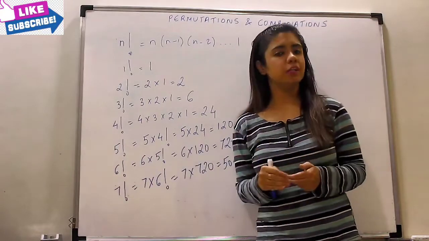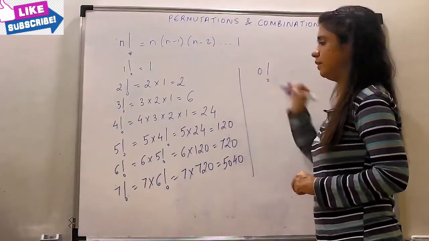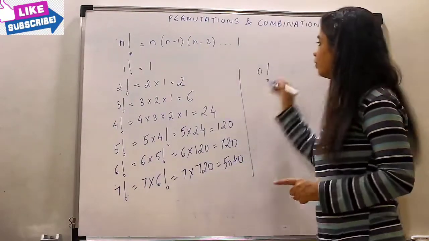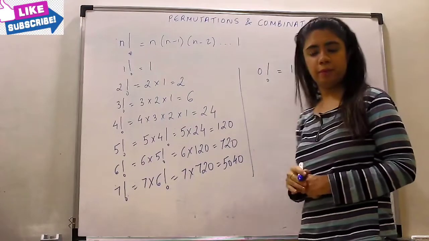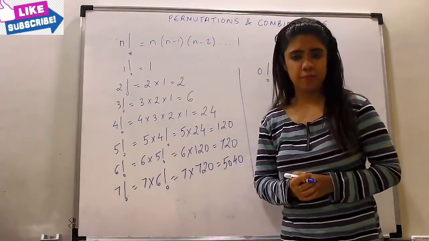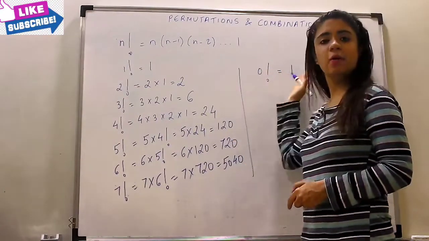Also, one more value which you should definitely know is 0 factorial. Understand, 0 factorial is not 0. 0 factorial is 1. Why is it 1? We'll understand that in the further sums. But please understand for now, 0 factorial is 1.